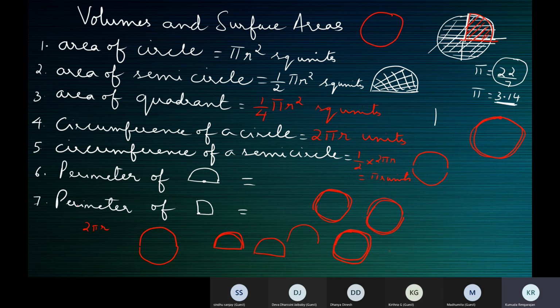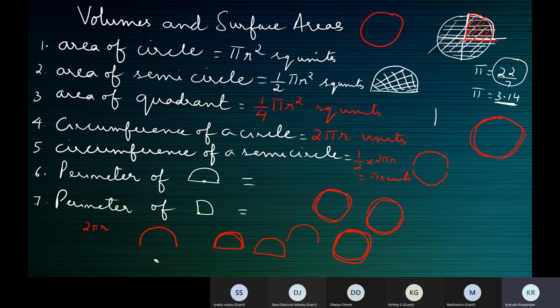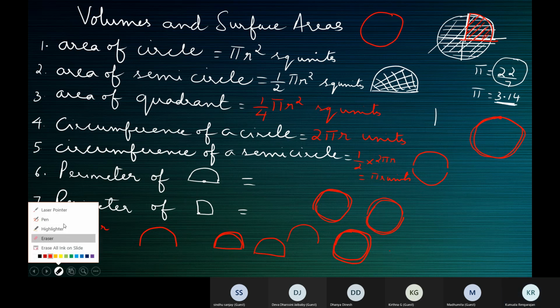So children, I was telling you that the length of the boundary of a circle is equal to 2 pi r units. The length of the boundary of a semicircle, the semicircle being this part alone, is pi r units. Do we agree with me?